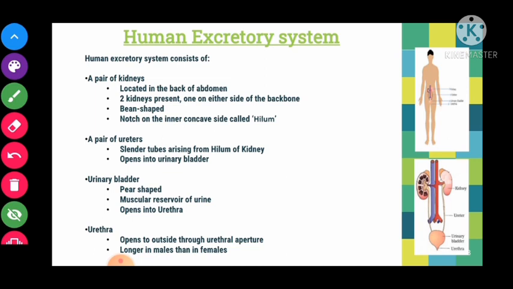It is longer in the male than the human female. So this is the complete human excretory system. It consists of 4 important organs: a pair of kidneys, a pair of ureters, urinary bladder and urethra.